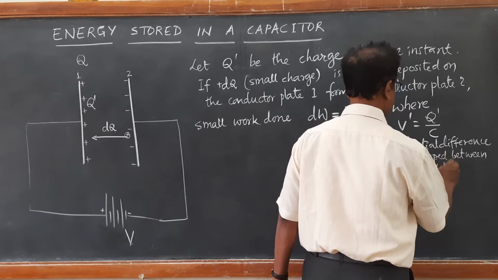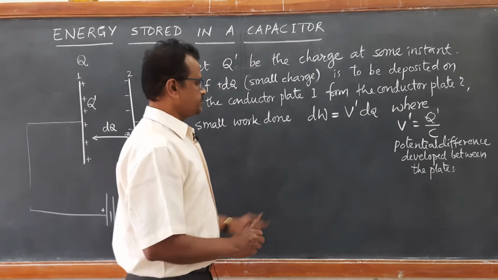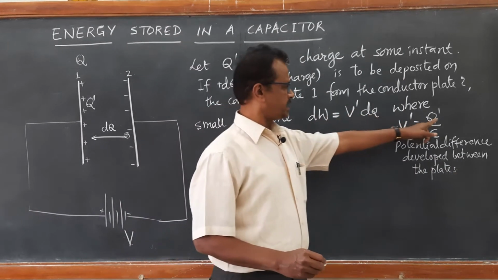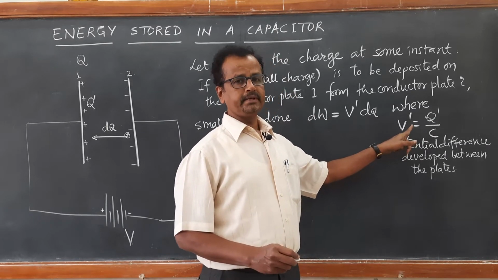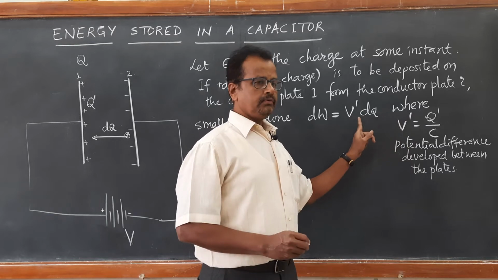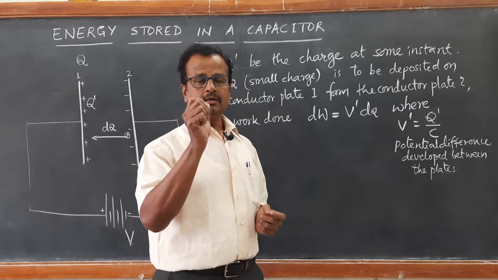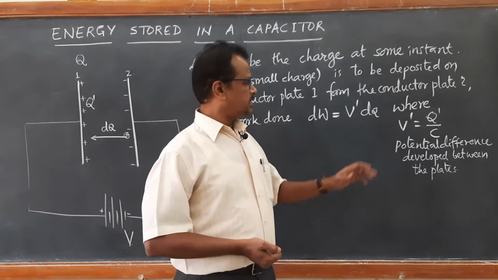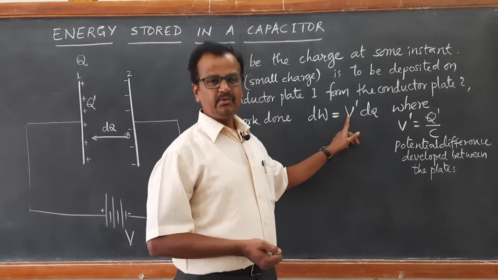Potential difference developed between the plates at that instant of time. Right? For q dash amount of charge, let the potential difference that is developed between the plates be v dash. So if at all you want to add dq amount of charge, small dq amount of charge, then work has to be done against this potential v dash.